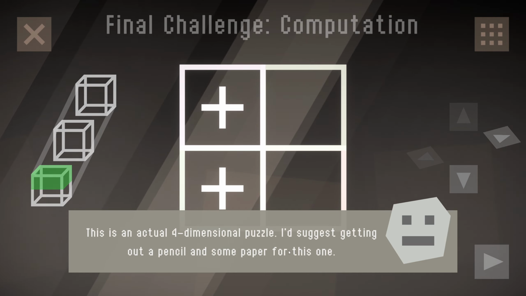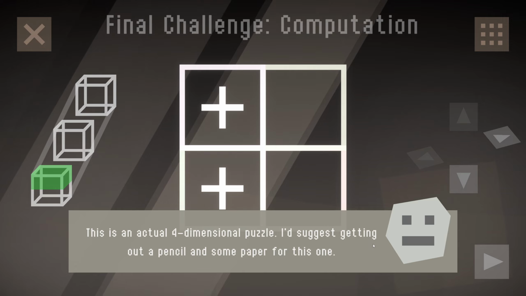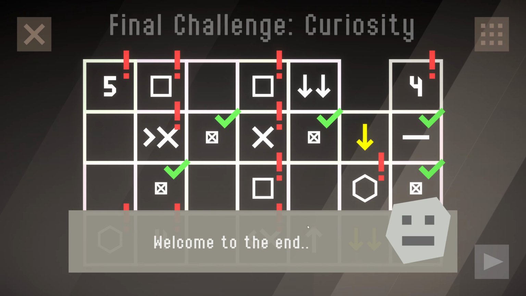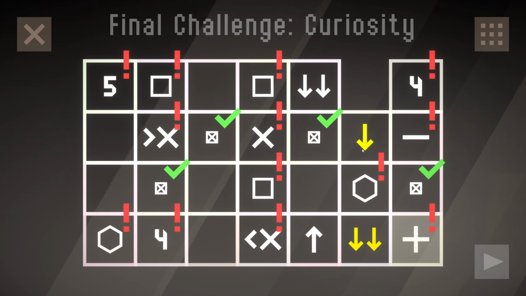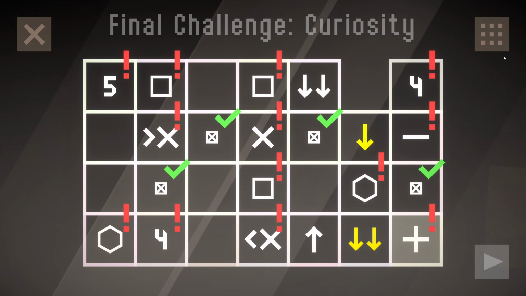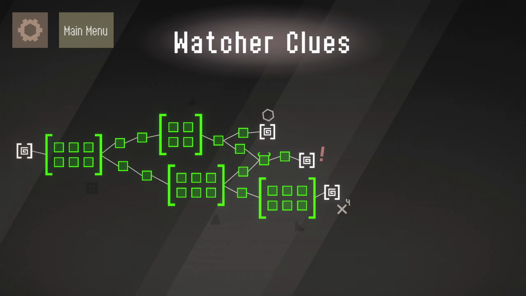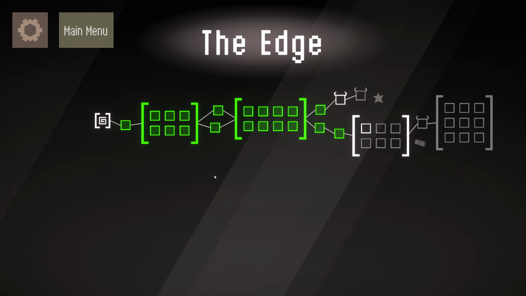I'd suggest getting out a pencil and some paper for this. Then we're not doing it now. That's late game stuff. Welcome to the end. Final challenge curiosity. I don't know what the double arrows are, so that's going to be for a later time. Take me back. This side.